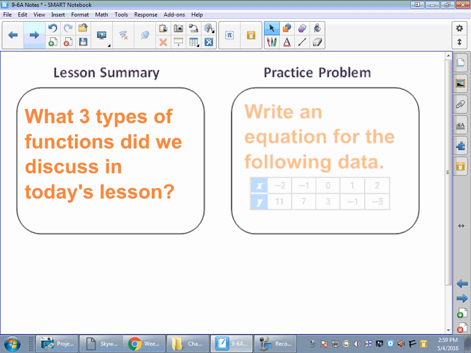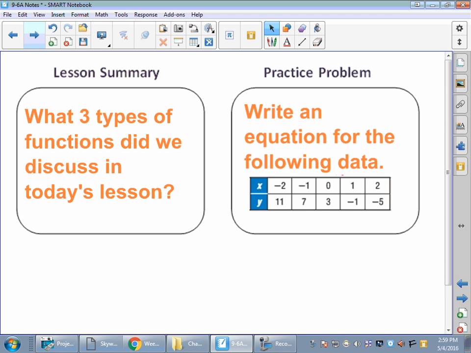All right. So really quick, what types of functions did we discuss? All 3 of them. And then you write an equation for the following data. Good luck.